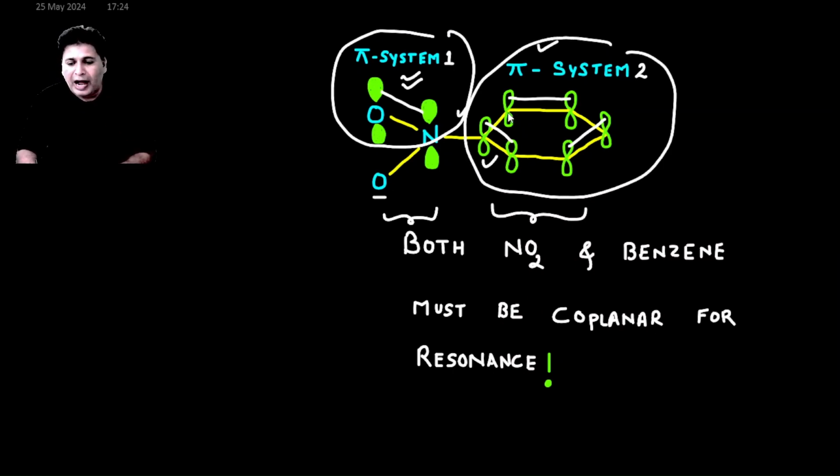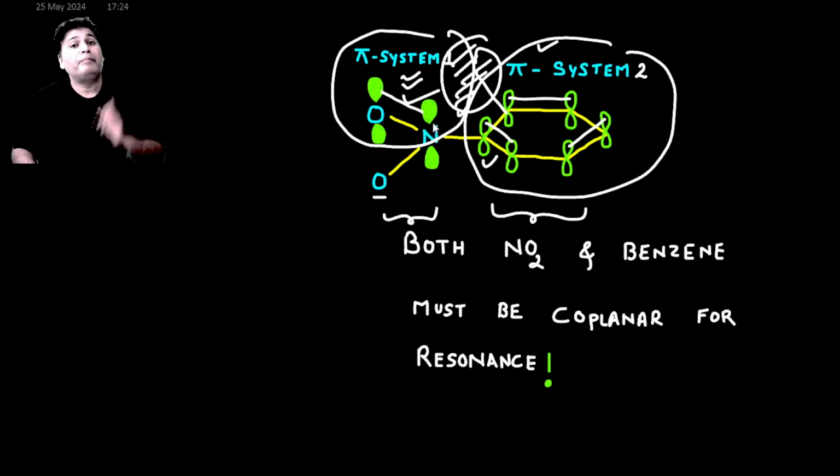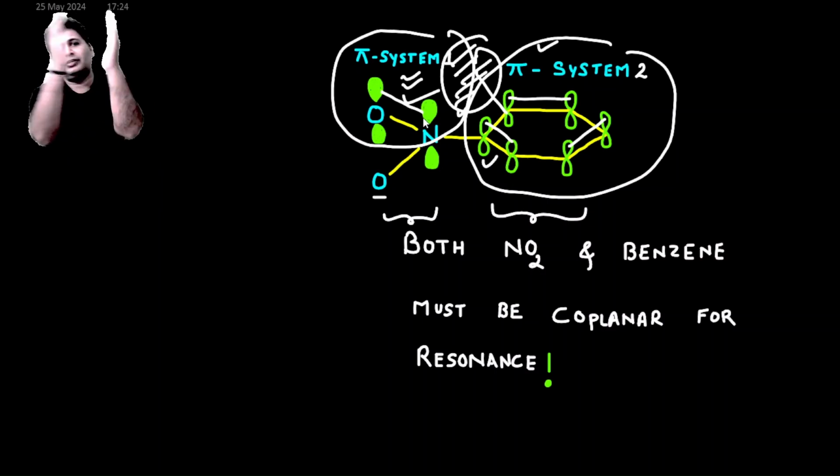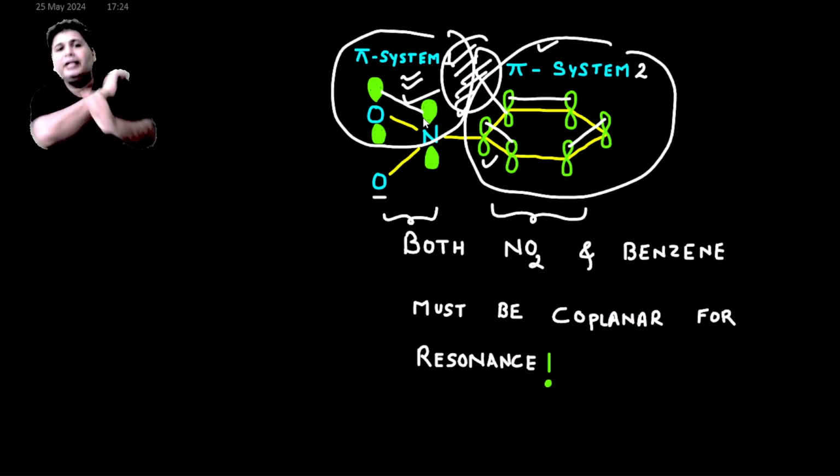But if you have put the bulky groups here, then what will happen? Because of the bulkiness of the group, the NO2 will turn, and as it turns, the pi system of the NO2 will now become perpendicular to the pi system of the benzene ring, and this is not a situation for conjugation. This is a situation for conjugation, that they should remain parallel to each other. They should not be perpendicular to each other.